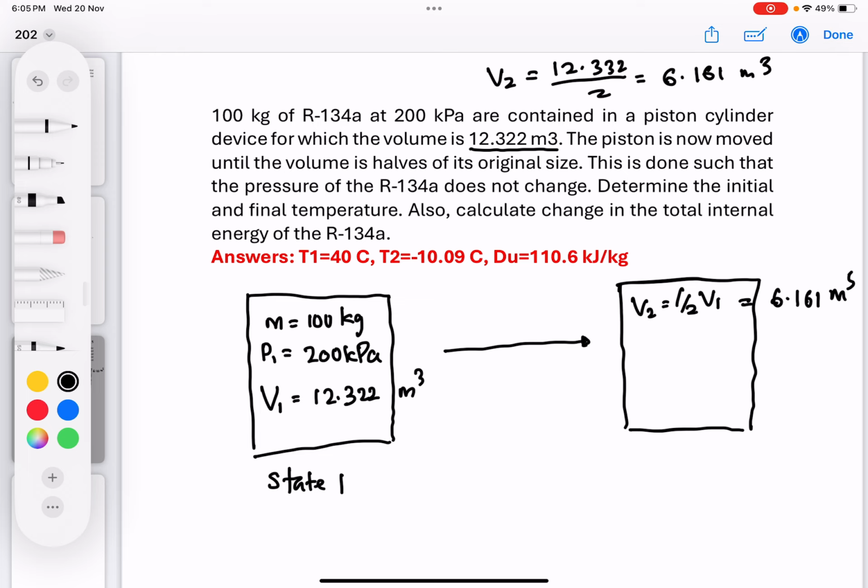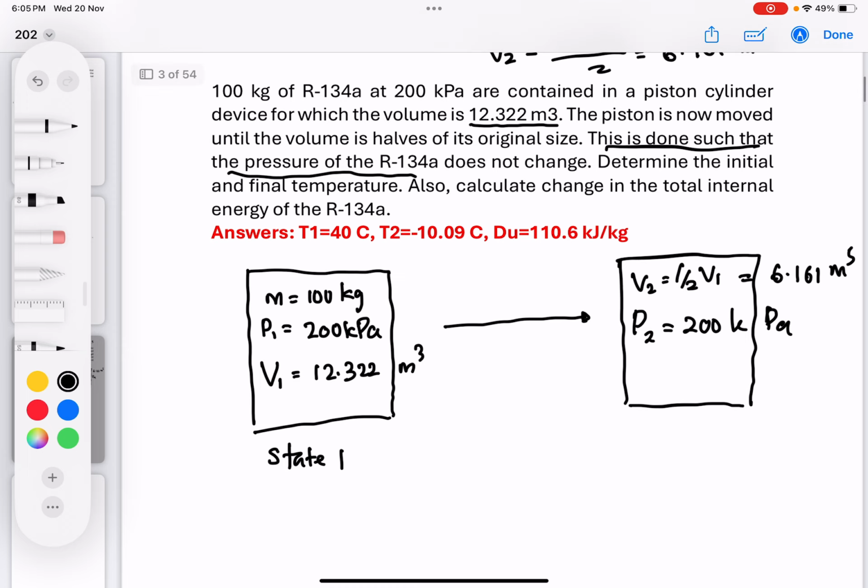And then this is done such that the pressure of R134a doesn't change. Therefore, I can say that my P2 is going to be the same as P1, which is 200 kilopascal. This one is just given in the question.